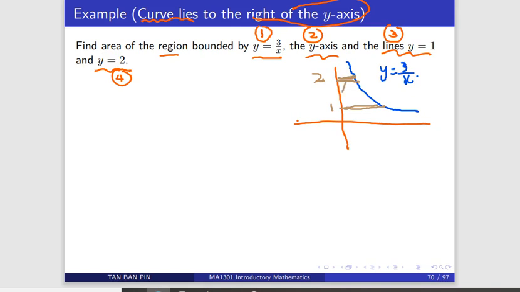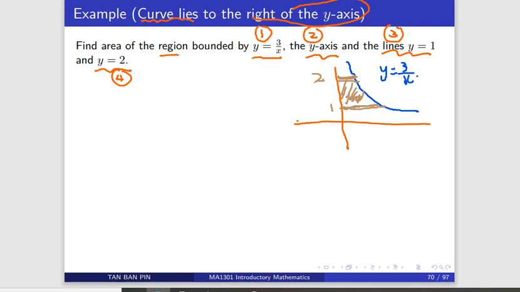And the y-axis, so what you want is this region. There are 4 boundaries: the blue curve 3 over x, then y equal to 1, y equal to 2, and the y-axis. So what you want is to find this region. And it's to the right of the y-axis. The curve lies to the right of the y-axis.